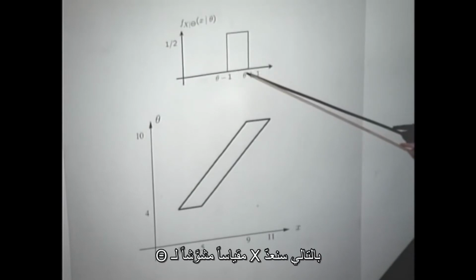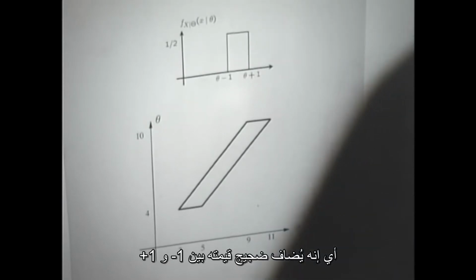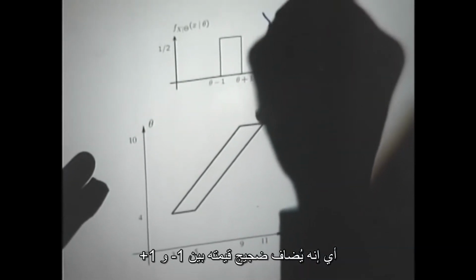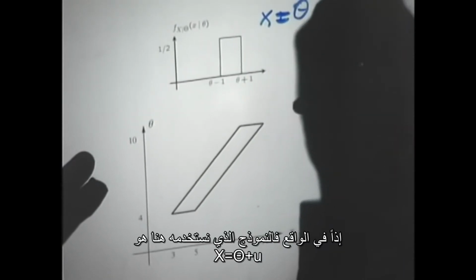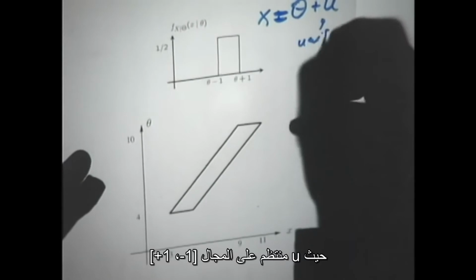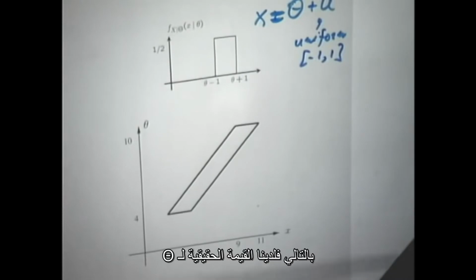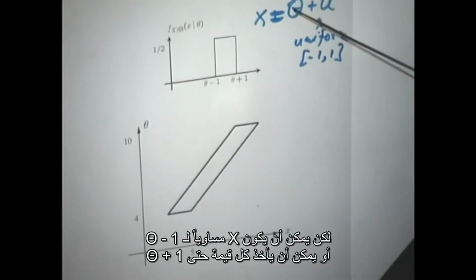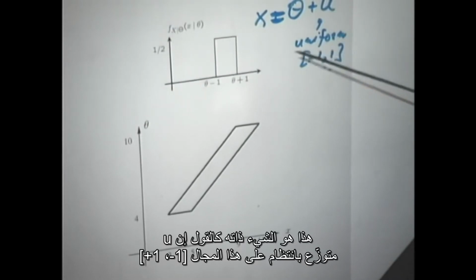So think of x as a noisy measurement of theta plus some noise, which is between minus 1 and plus 1. So really the model that we are using here is that x is equal to theta plus u, where u is uniform on minus 1 and plus 1. So we have the true value of theta, but x could be theta minus 1, or it could be all the way up to theta plus 1. And x is uniformly distributed on that interval. That's the same as saying that u is uniformly distributed over this interval.